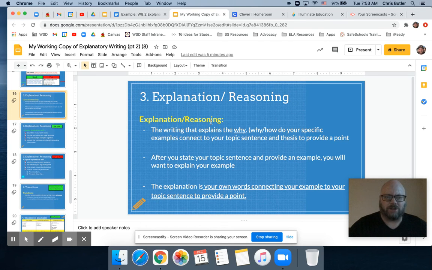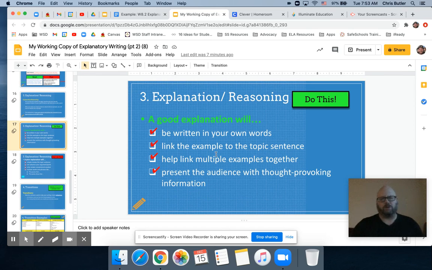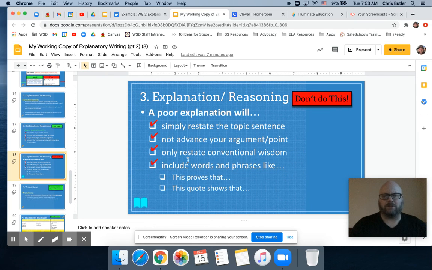So explanation and reasoning. Explanation and reasoning is the writing that explains the why. So this is your words. Okay, so we had the textual evidence for support. This is your words. This is the why. So after you state your topic sentence and provide an example, you want to explain your example. Okay, the explanation is your own words, like I just said, connecting your example to the topic sentence to prove a point. Good ones will be written in your own words. They'll link the example to the topic sentence. They'll help link multiple examples together, so tie everything together. Present the audience with thought-provoking information.